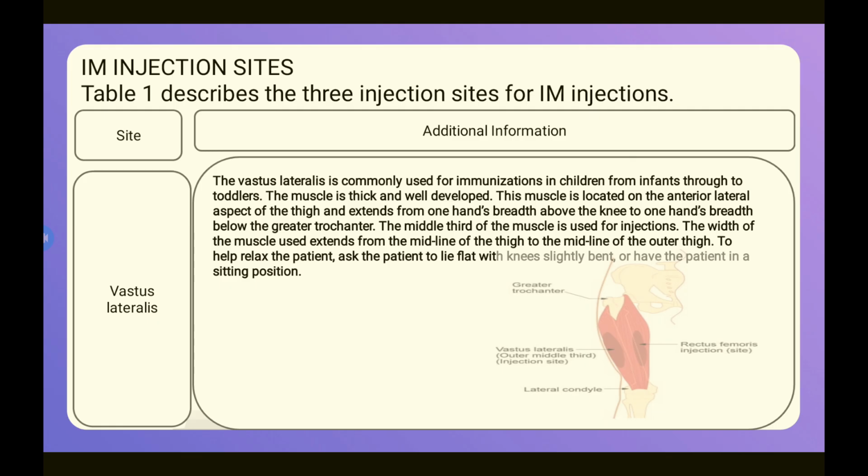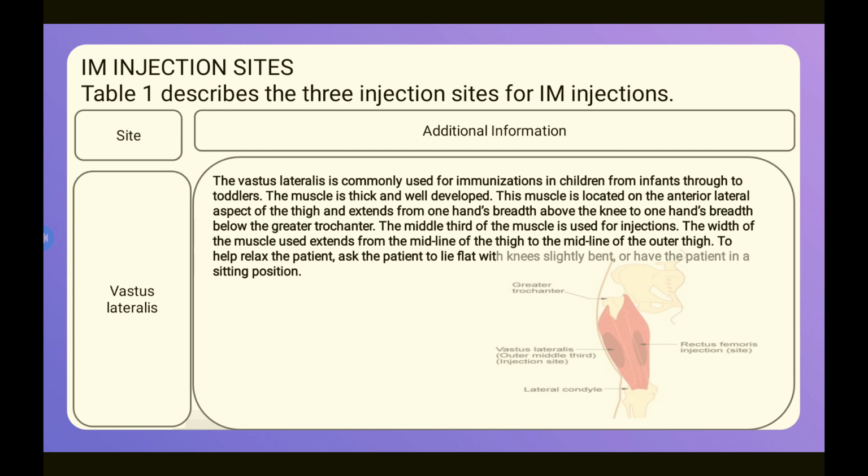Then we will speak about the vastus lateralis, and as you see in the next image, we see the thigh and the lateral of it. We see that the dart is referring to the vastus lateralis, which is the outer middle third, and this is the injection site. And to the medial, to the body, we see the rectus femoris. This is another injection site, but we will not speak about it in this lecture. We see the greater trochanter and the lateral condyle of the femur.